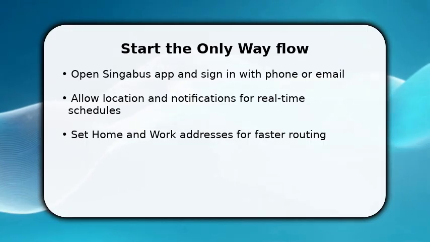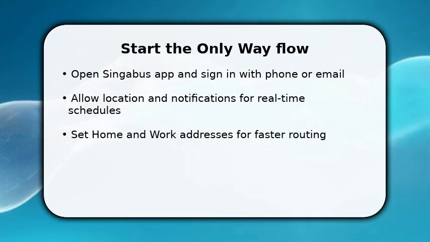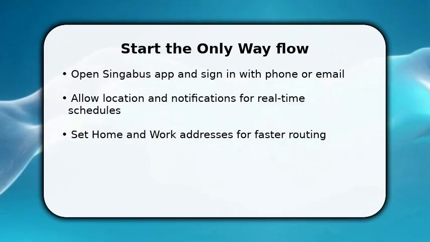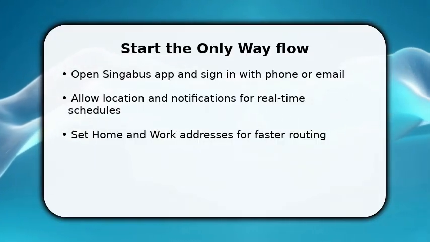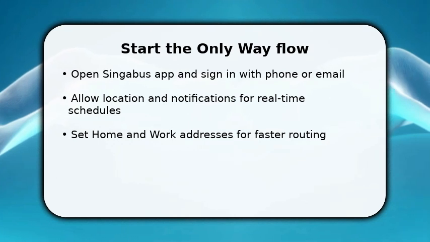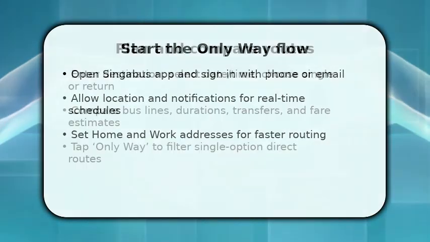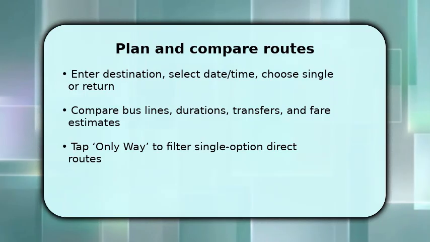Next, enter home and work addresses now to speed future bookings. This saves you time and pre-populates common routes. Make sure to confirm address pins on the map, so estimates and ETA calculations are accurate before you proceed to plan a ride.